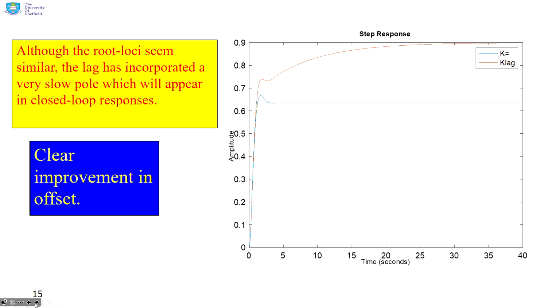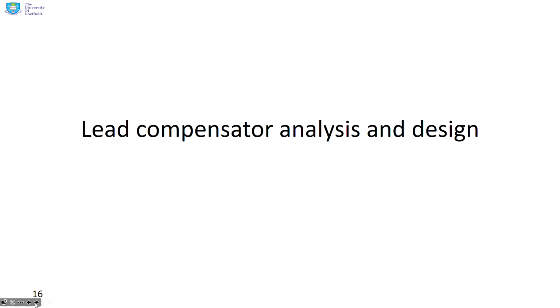But if I look at the step responses, what can you see? You can see with the lag, you've got up to 0.9. So your offset is now 10%, which is much smaller than it was before you added the lag component. So this shows you the benefit. You are going to lose a little bit of damping, a little bit in terms of the speed of convergence, but you will reduce the offset.